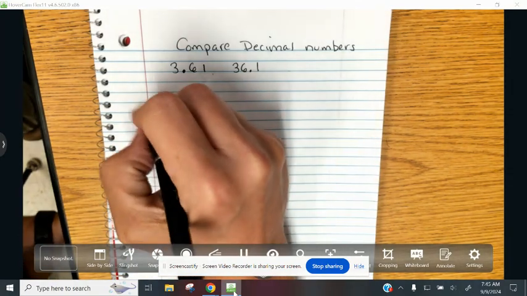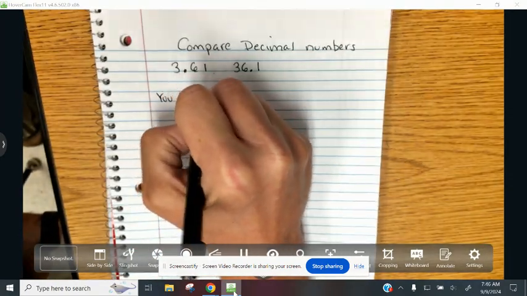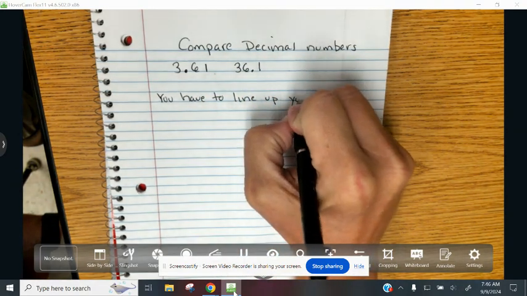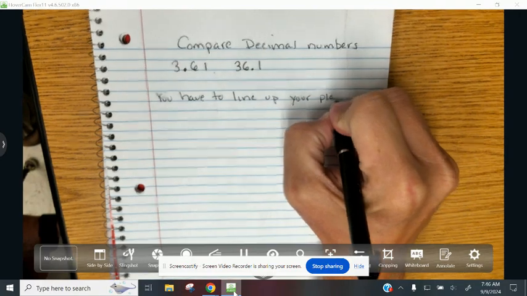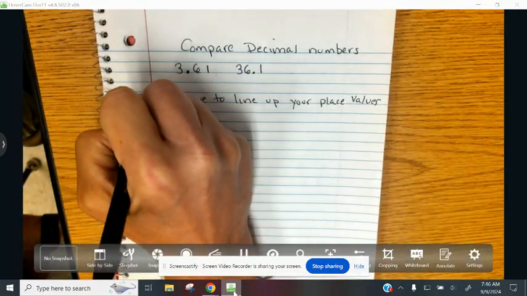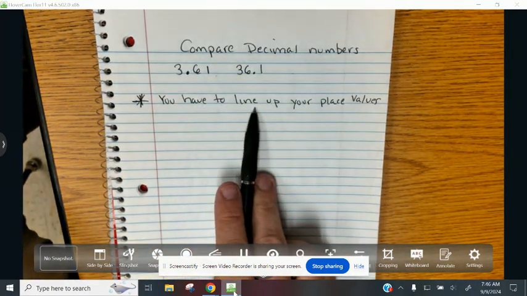In order to compare numbers, you have to line up your place values. That is going to be the number one key right there. So when I ask that in class tomorrow, that's what I want you to know. You have to line up your place values.